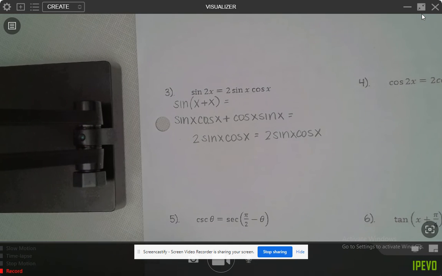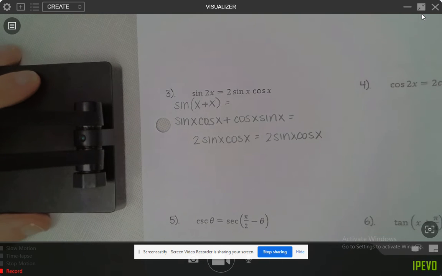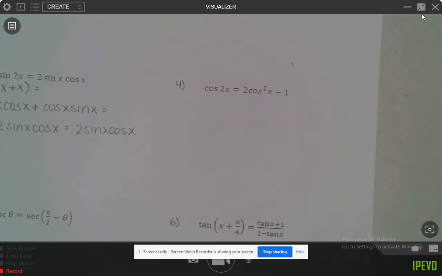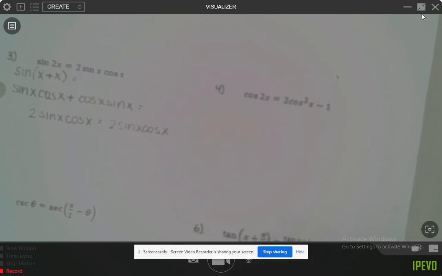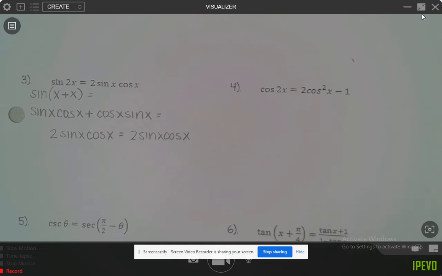Okay? These are your double angle formulas. They're going to come back next week. You'll need them. Number 4. Wait, I thought there was 2 cosines. Huh? What do you mean?